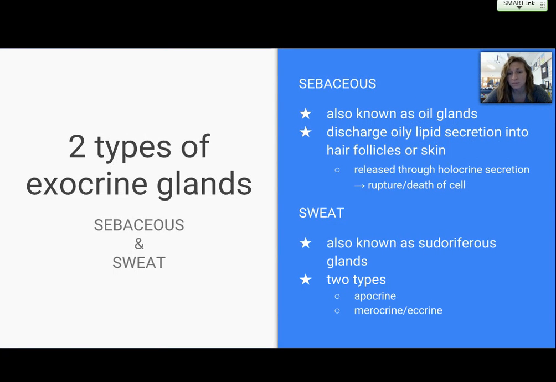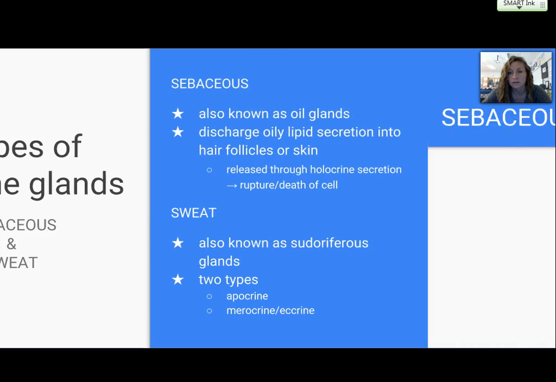So those are the 2 types included in the integument system. Sebaceous is also known as oil glands. They discharge oily lipid secretions into hair follicles or skin, and they're released through holocrine secretions, which is when those cells will rupture and die after the secretion. Sweat glands are also known as sudoriferous glands, and there are 2 types, the apocrine or the merocrine, which are also known as the eccrine glands.